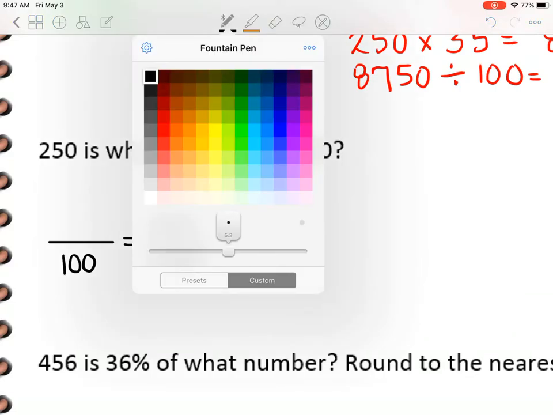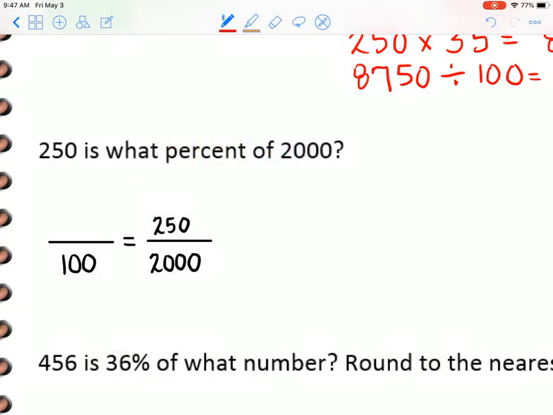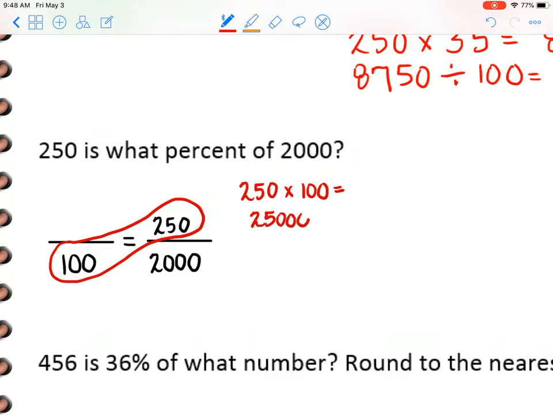So let's draw the peanut. Remember, the peanut has to have two numbers. So we have to go this way this time. And we always multiply the peanut. So 250 times 100 is 25 with 3 zeros. So 25,000. And we're dividing that by 2,000.